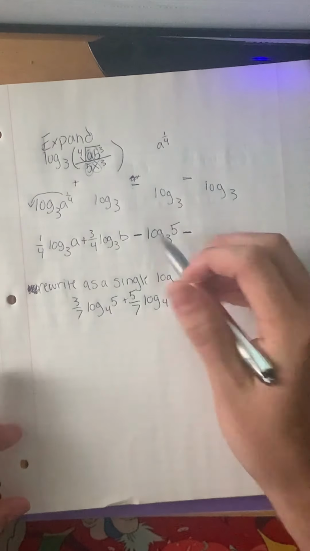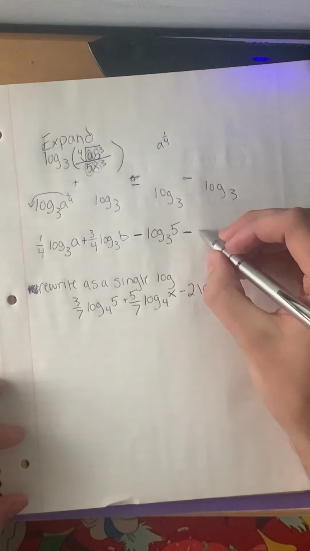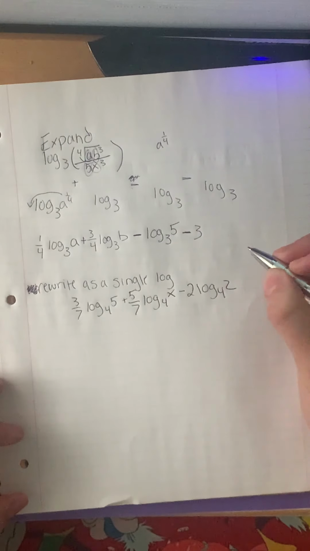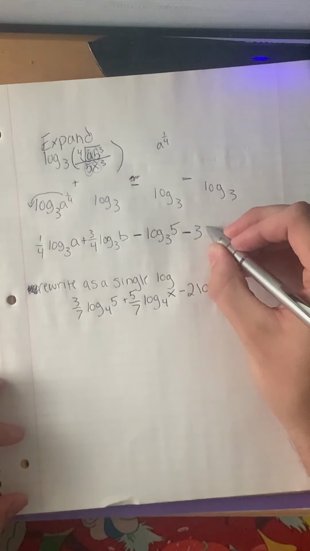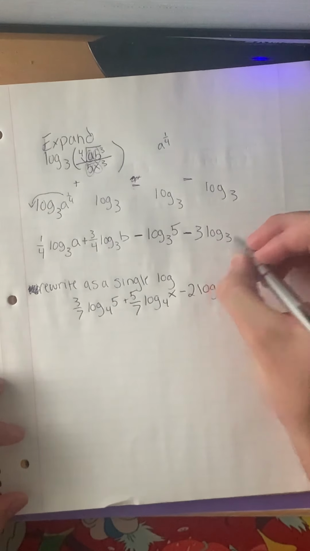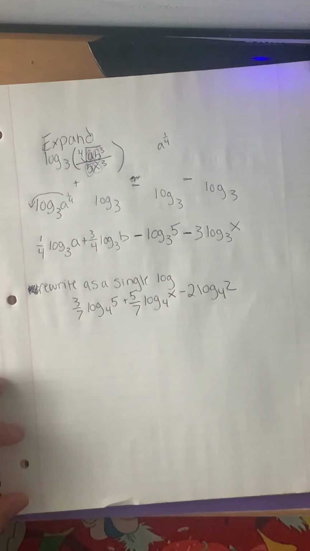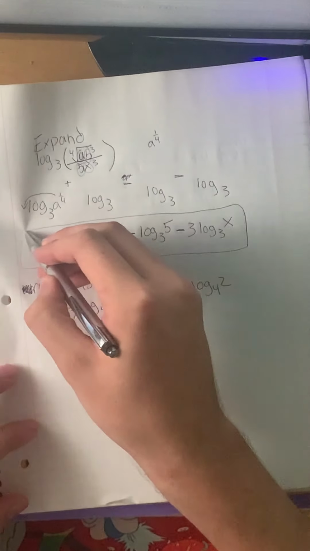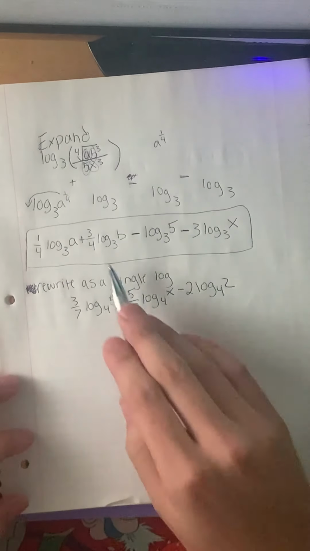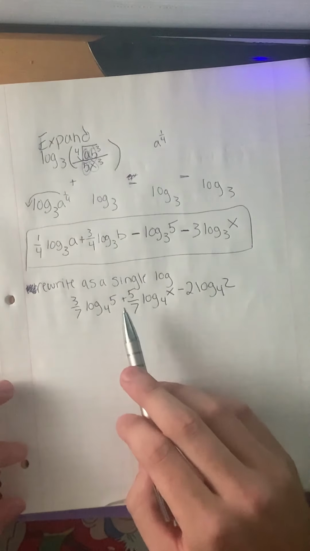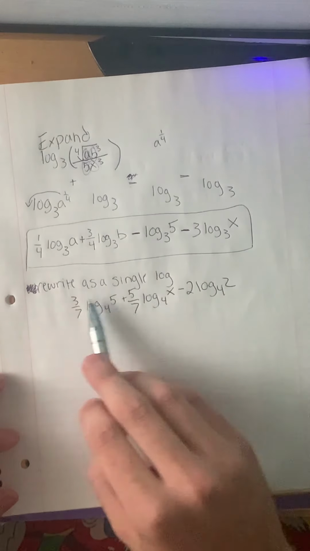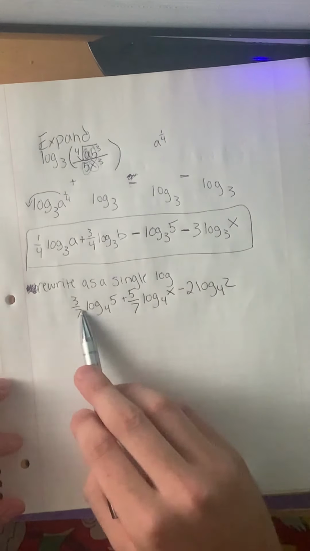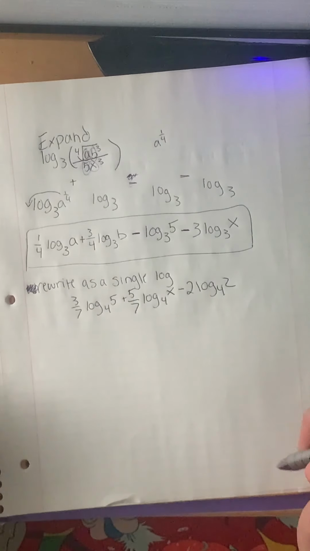So we know that the 3 is going to come out front because it's an exponent. So we put the 3 out front, and we do log base 3 of x. Now that is completely expanded. That'll be your answer. Now for this one, we're going to work in the opposite order. We ended with a long one like this, and now we have to contract it into a single log.